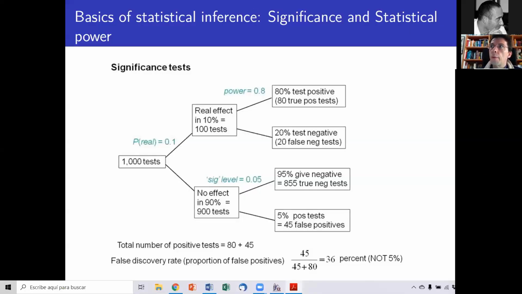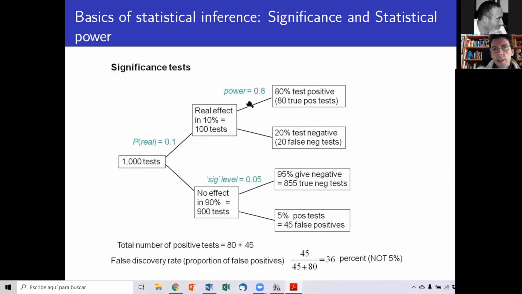I should observe a change in whatever concentration I'm measuring or whatever effect I'm measuring. So for 100 of these drugs, I should see a change. For 900 of them, I shouldn't.